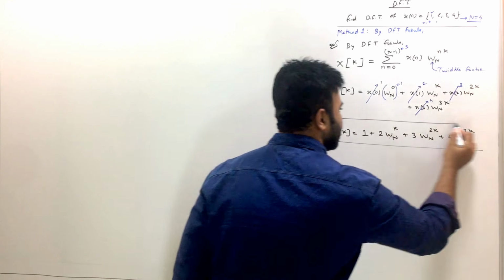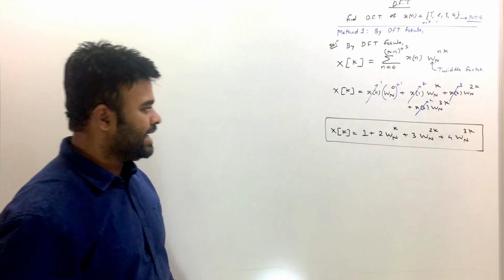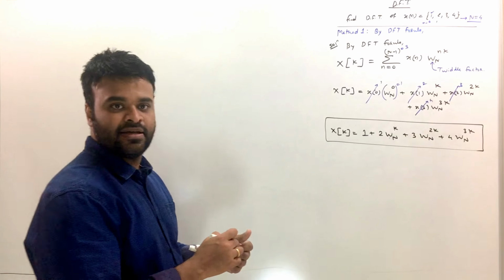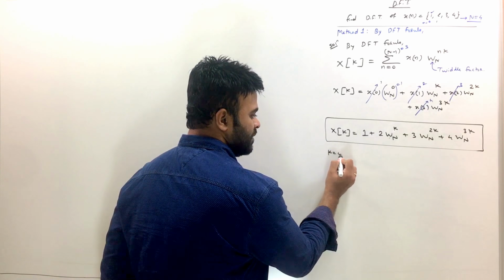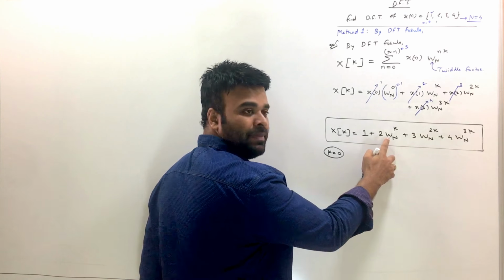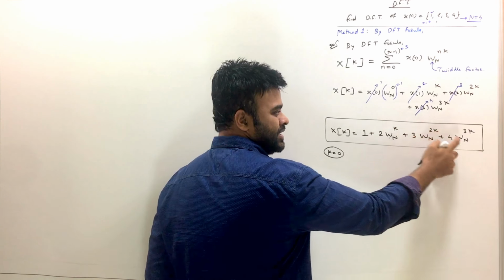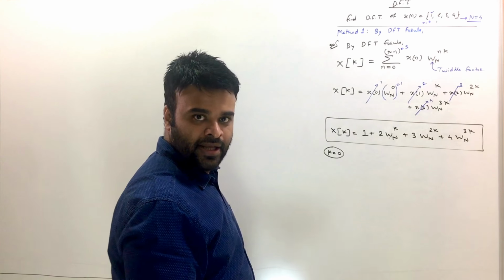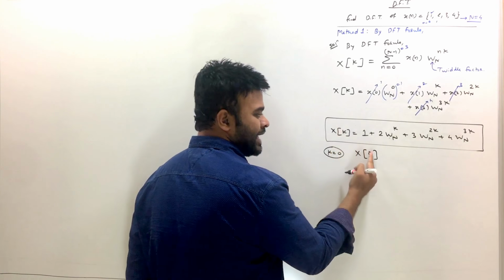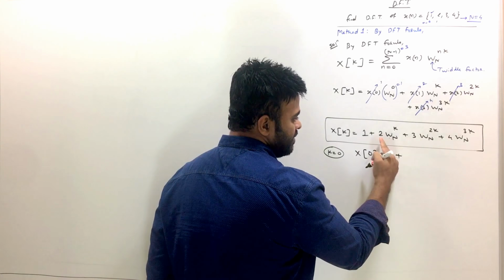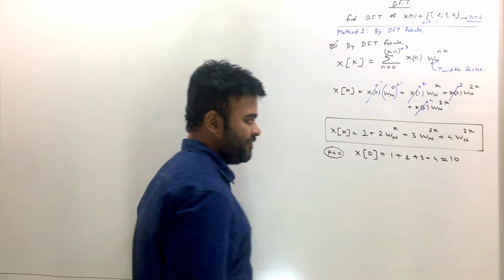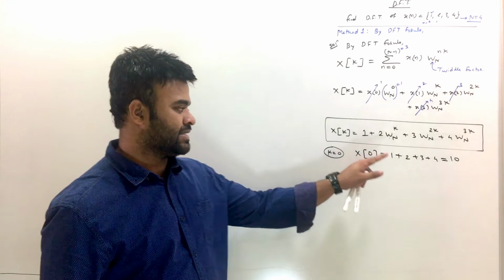Well, that's my X[k]. Now, once I have X[k], all I have to do is substitute various values of k to get the final answer. The first value I'll put is k equal to 0. When I put k equal to 0, every W will become W_N raised to 0, which is just going to be 1. And k is 0, so I'll get X[0]. I get 1 plus 2 plus 3 plus 4. The answer is 10 if you add them all. That's the value for k equal to 0.